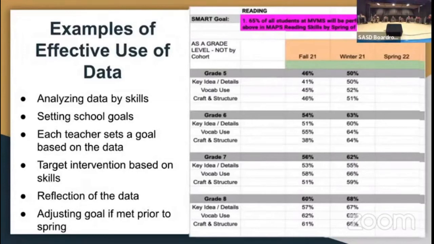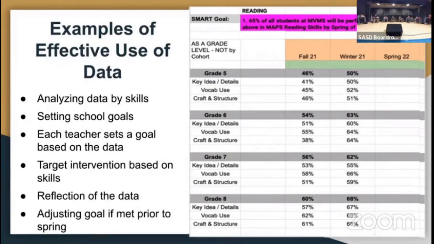At the middle school, as I said, the middle school has been setting school-wide goals based on analyzing the data by the skills. So as you can see, the reading goal is 65% of the students at Meadowview Middle School will perform at average or above on MAP reading for the skills in spring 2022. So they took each grade level and looked at how many students were at or above where we wanted them to be achievement-wise. And then they set some goals, and then they've reflected on that.